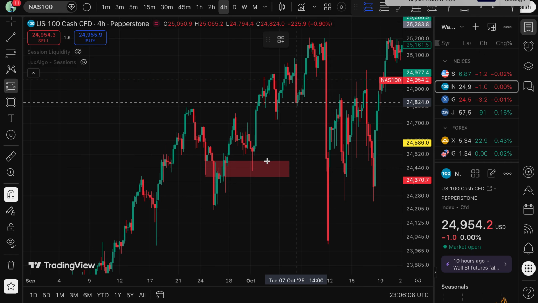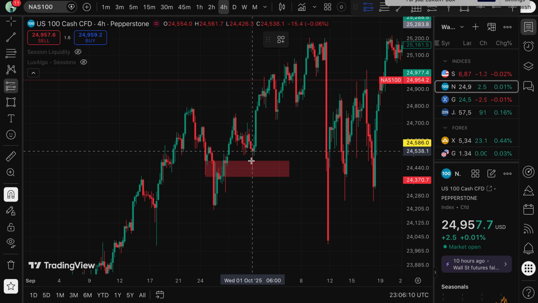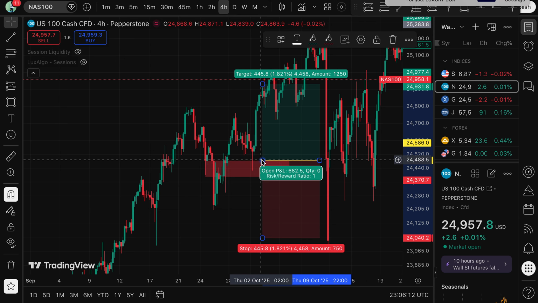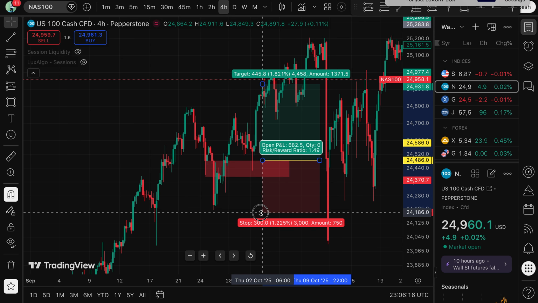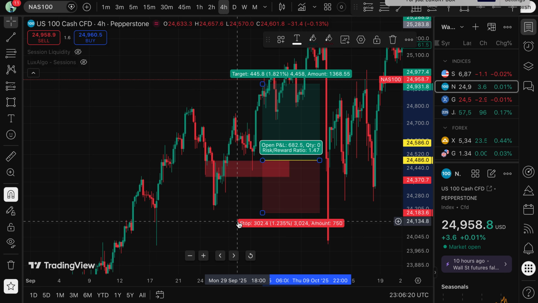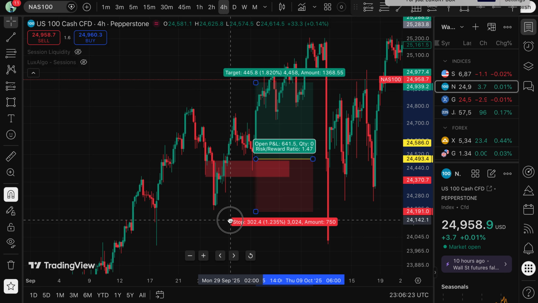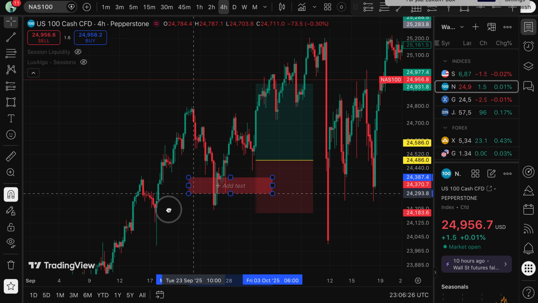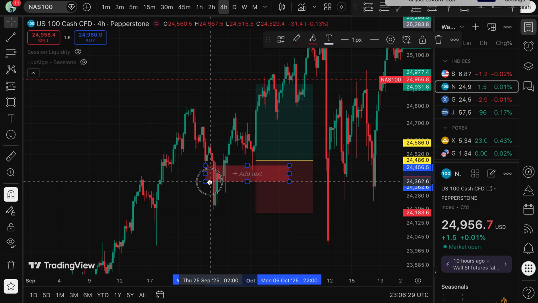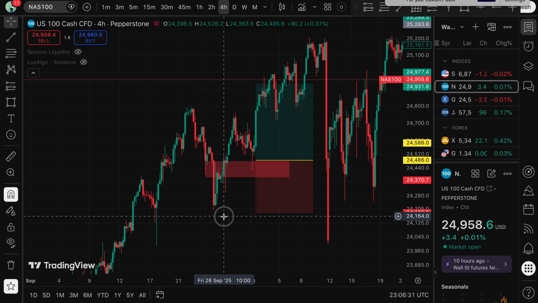I'll just use my long tool. I place my entry here, and my SL will be below this level. This is the protected low. Below this level here, this level is the protected low. Then I'll be targeting a 1:2 or 1:3 R on this trade.